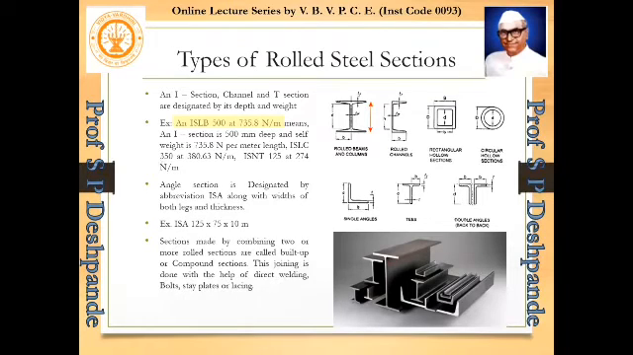Similarly, if I say ISLC 350, what does it mean? I and S stand for Indian Standard, C stands for the channel section. ISNT, so T stands for the T section. When it comes to angles, we have mainly 3 types of angles, but we use 2. There are equal angles, unequal angles, and the bulb angles. Now these angles are designated in this particular fashion. That is ISA 125 by 75 by 10 mm.